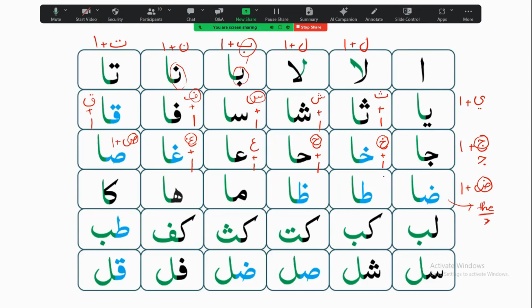Okay, so the next is taa letter, right? Taa letter and alif. Taa. And this letter is again a heavy letter. And I hope that you still remember somewhat of what we did about the heavy letters and light letters, right?